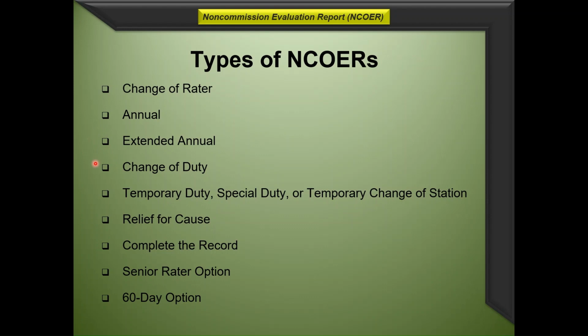Change of duty, you have temporary duty, special duty, or temporary change of station. Relief for cause: if that individual was removed for some reason due to, say, misconduct or loss of trust, then you would do a relief for cause. A complete the record would be done if they had some type of board evaluation coming up and they wanted a fresh new NCOER to make sure that it captured their most recent performance. Then you have your senior rater option and 60-day option.